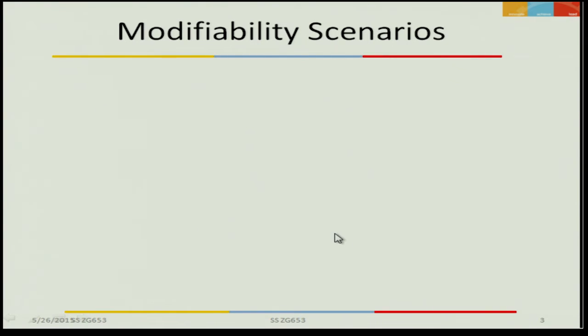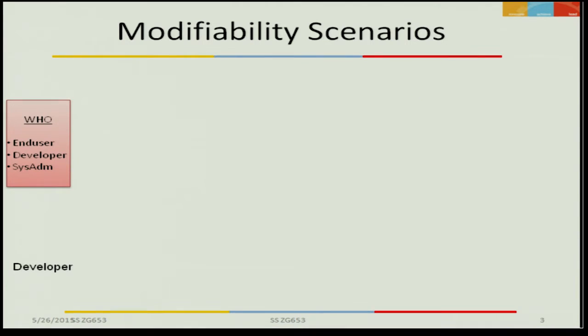Now let's look at different modifiability scenarios. Again, these modifiability scenarios are essentially the change requirements or modifiability requirements that come from the user, and then you as an architect are capturing those requirements in a more structured, more unambiguous manner.